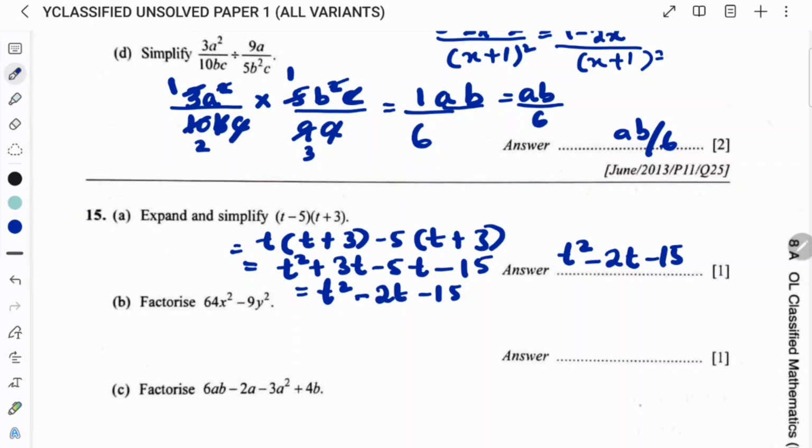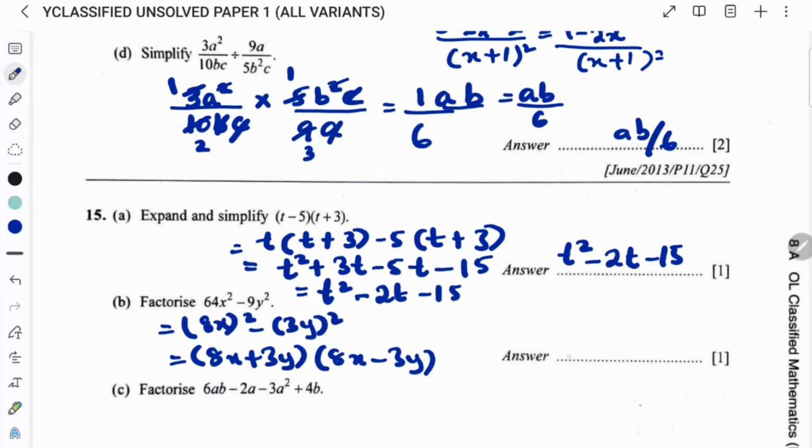Alright, the next part is 64x square is the square of 8x, and 3y square is the square of 3y. So 8x square minus 3y square. So obviously it is 8x plus 3y and 8x minus 3y.